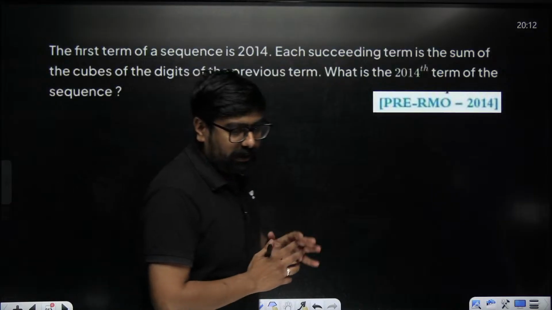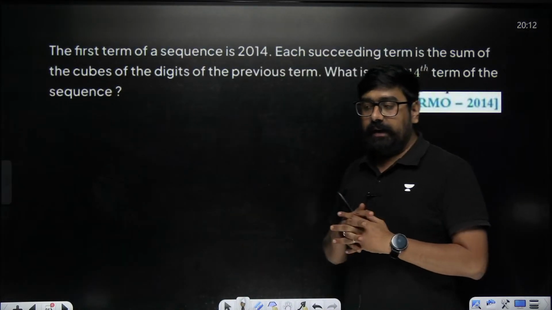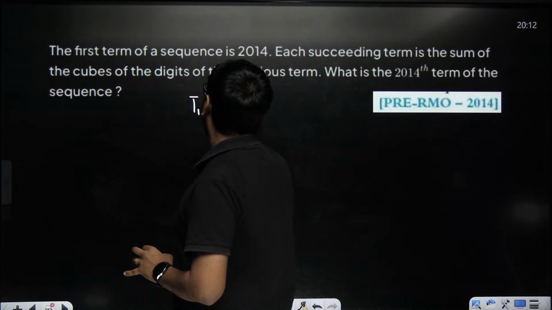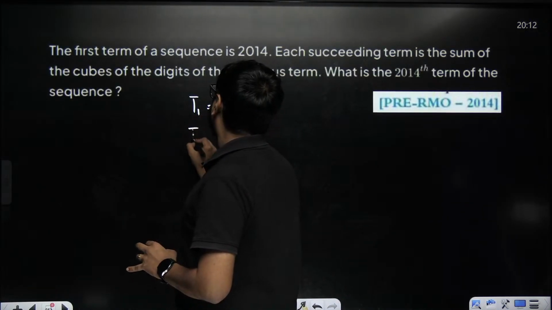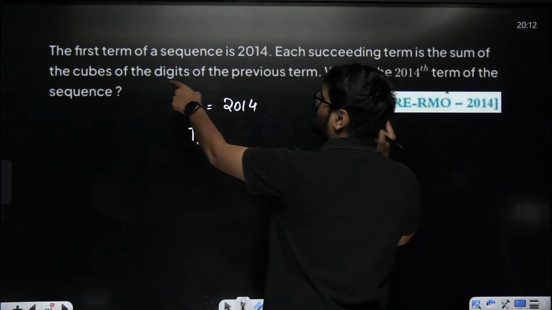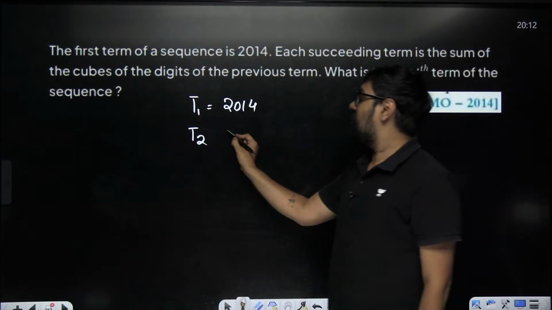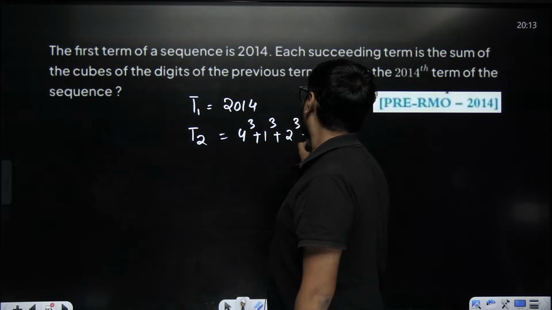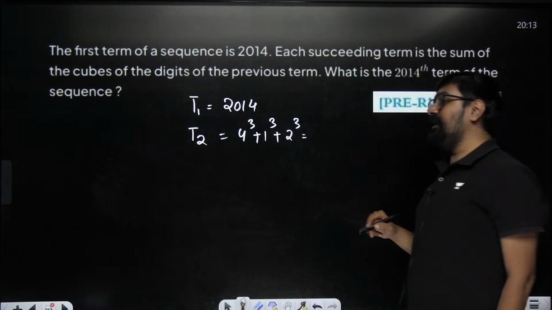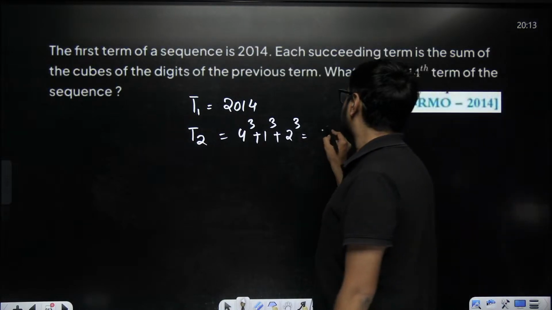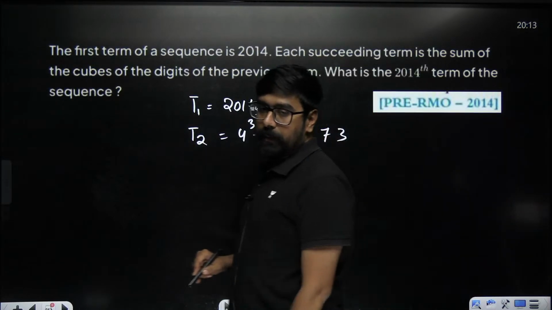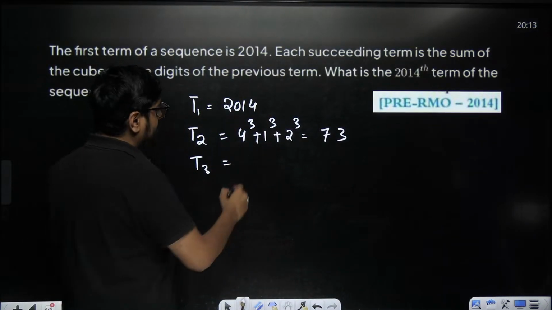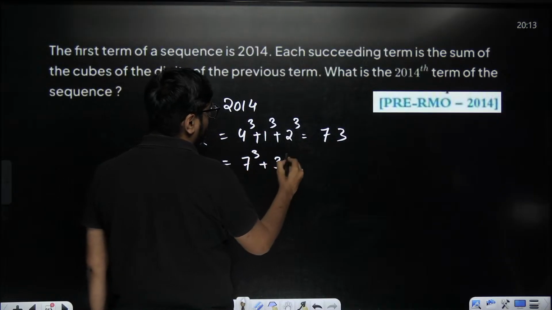Whenever such a question comes to a recursive sequence, or if you think that a recursive sequence can form, you write the terms. So term 1 is what? 2014. Term 2, each succeeding term is sum of the cubes of the digits of the previous term. That means term 2 will be 4 cube plus 1 cube plus 2 cube. So 64 plus 1, 65 plus 8, 73. Term 3 will be what? 7 cube plus 3 cube.